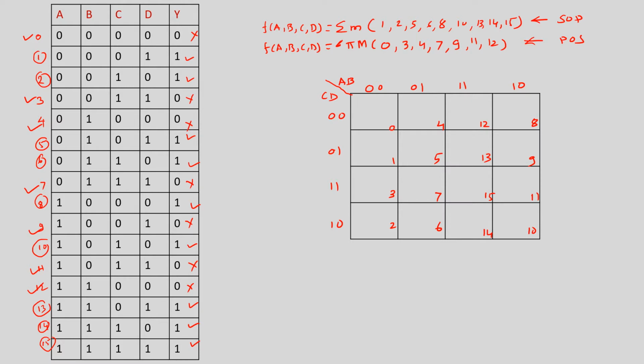Now from this we can straight away fill ones, or if you want to fill zeros you can fill them from this. So where I will be putting 1, I will be putting 1 in these squares. So this is 1, this is 1, this is 1, 6, 8, 10, 13, 14, 15, and the remaining boxes are zeros. So this is how the K-map for 4 variables is filled.